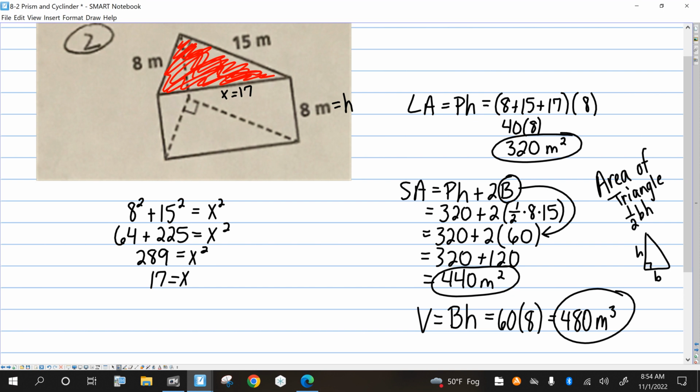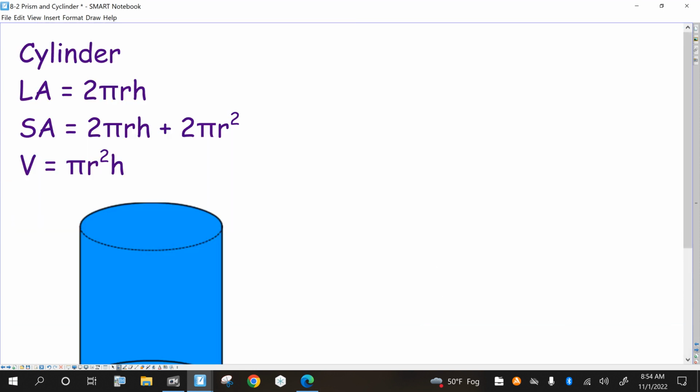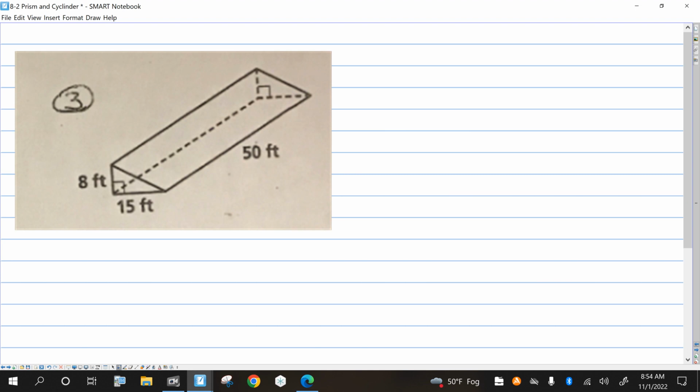All right, so we are going to do one more of these, and then we'll talk about cylinders real quickly. Oh, whoops. There we go. Well, it's all right. They are drawn for you on the homework, so you don't have to draw them yourselves. It does look like kind of a soccer goal from the side.